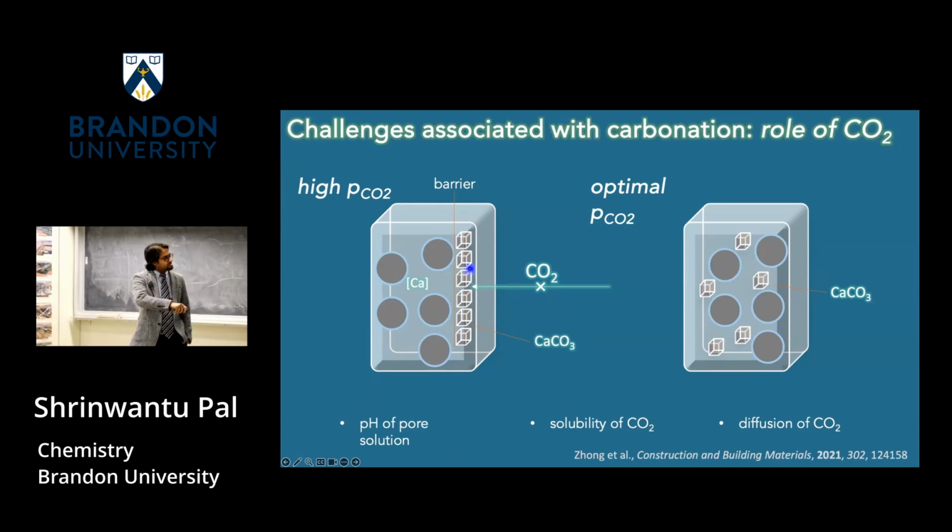So what happens is you form tiny crystals of calcium carbonate, which actually form a barrier through which CO2 can no longer pass. The trick was to figure out essentially the optimal partial pressure of CO2, which would allow enough calcium carbonate to form to encompass all the slag and aggregate particles, yet still keep some hollow spaces inside so that more and more CO2 could actually permeate to the inside to network the whole structure.